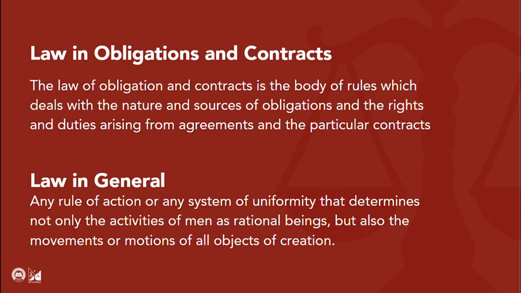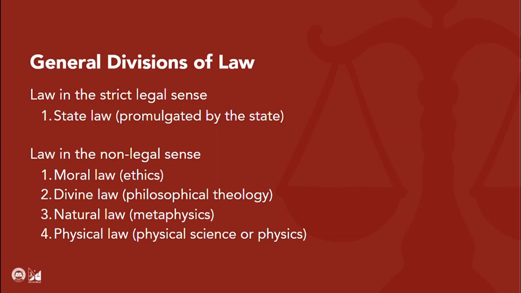Meanwhile, we ask ourselves, what is law in general? Law means any rule of action or any system of uniformity, and it determines not only the activities of men as rational beings, but also the movements or motions of all objects of creation. There are two general divisions of law. First is the law in the strict legal sense, which is enforced by the state, and second is the law in the non-legal sense, which is not promulgated and enforced by the state.